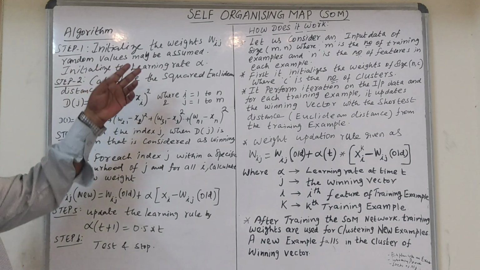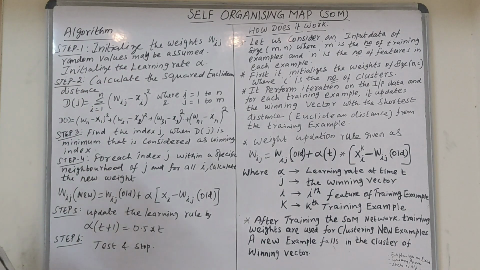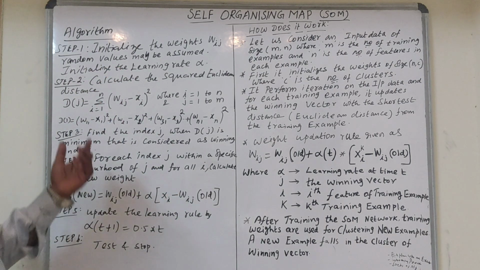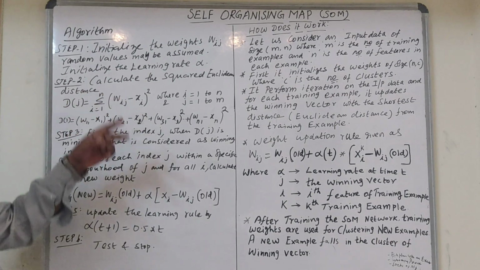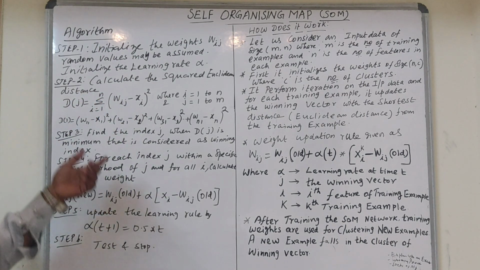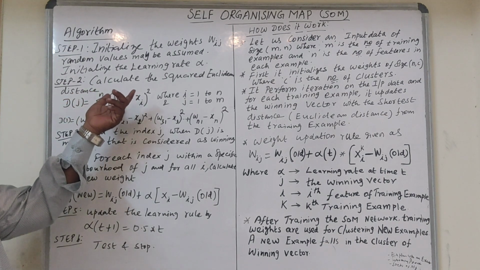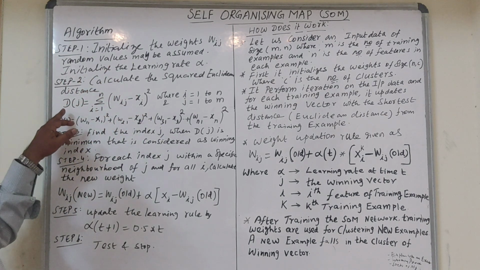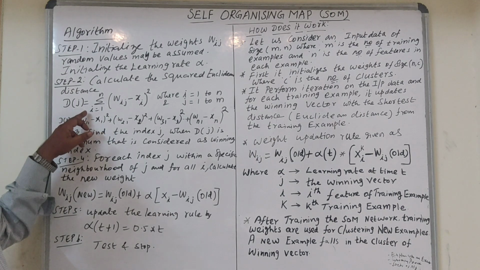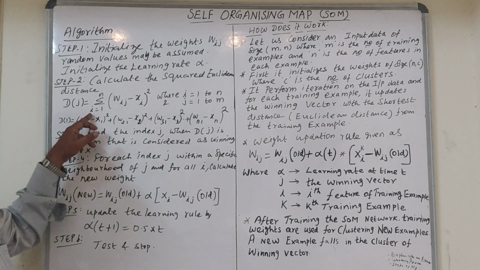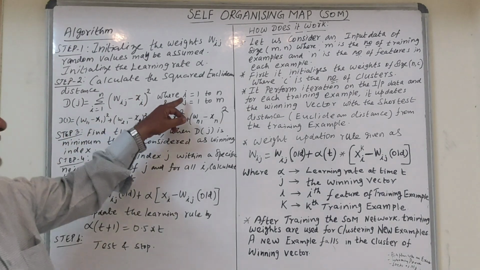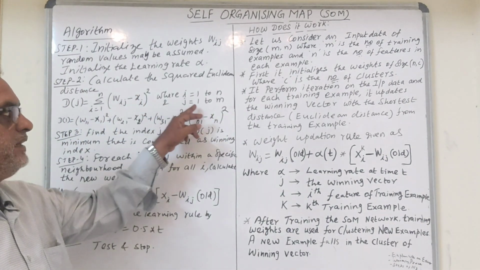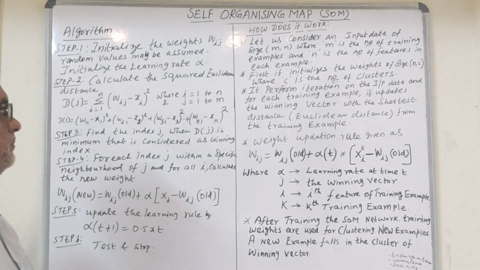Step number 1, initialize the weights Wij using random values, which may be assumed. Initialize the learning rate alpha. Step number 2, calculate the squared Euclidean distance. We have to calculate the Euclidean distance, and that value must be squared. So d of j is equal to the summation of i equals 1 to n of (Wij minus xi) whole square, where i takes values from 1 to n and j takes values from 1 to m.